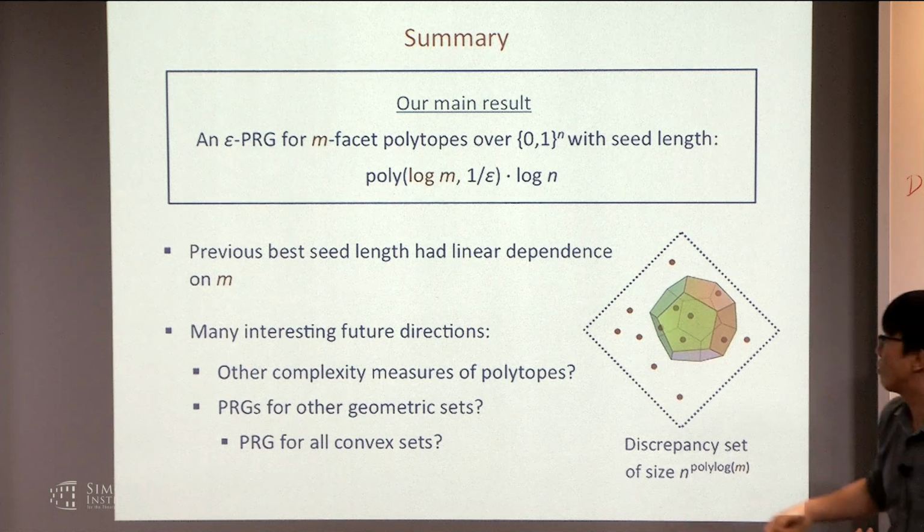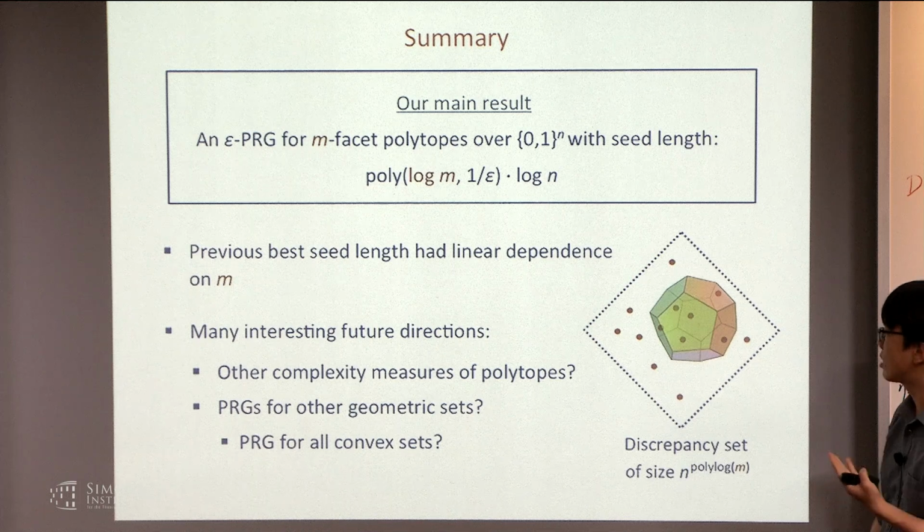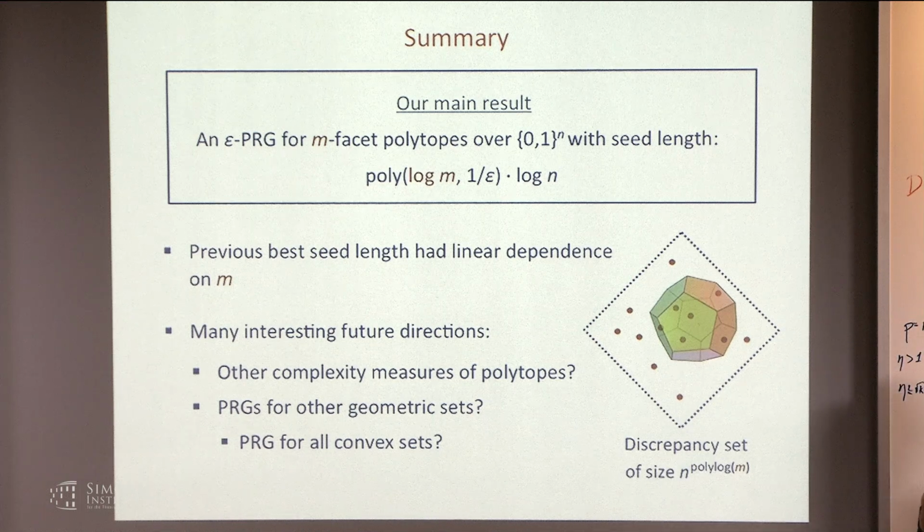And there are other less concrete directions. Are there other complexity measures of polytopes? For example, if you give me a sphere, there's infinitely many facets, so our seed length would be very bad, but a sphere is simple for some other reason. Are there PRGs for other geometric sets other than polytopes? Can we give a PRG for all convex sets?